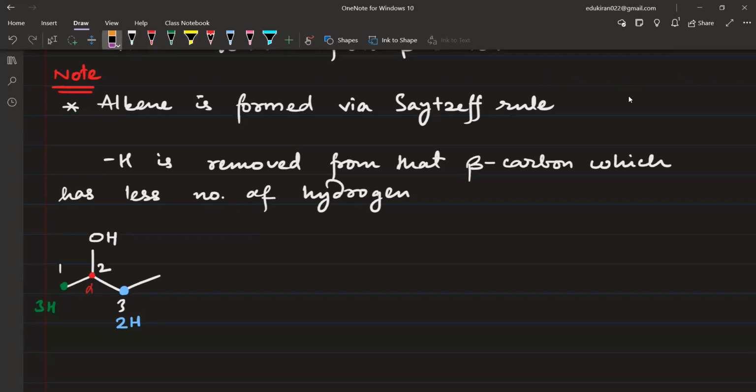Now, here we have 2 beta carbons, the green beta and the blue beta. From which beta will the hydrogen be removed? In the chat, please tell me, either 1 or 3. Hydrogen will be removed from which carbon, the first carbon or the third carbon? Yes, very good, Alisa. Yes, Hussain, very good.